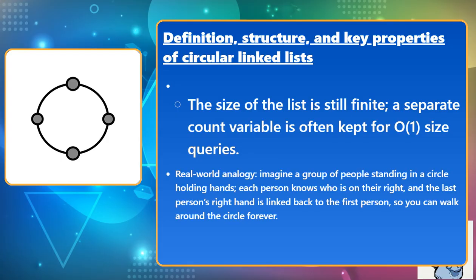Real-world analogy. Imagine a group of people standing in a circle holding hands. Each person knows who is on their right, and the last person's right hand is linked back to the first person, so you can walk around the circle forever.